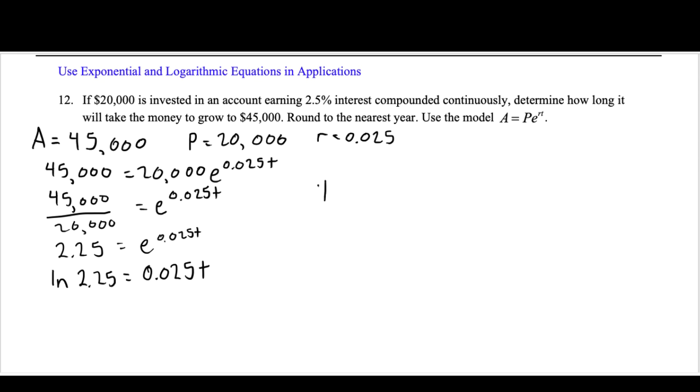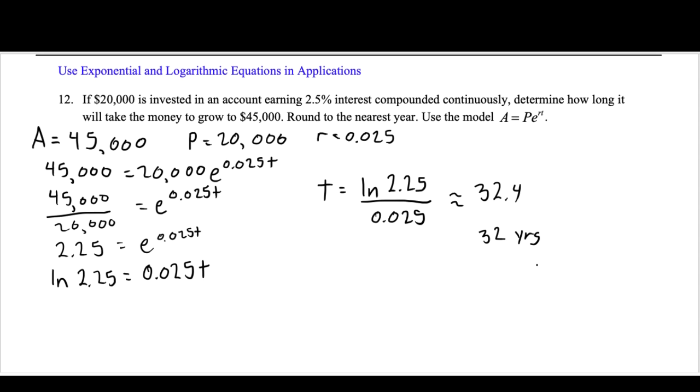So I end up with t equals ln of 2.25 divided by 0.025. And that you can plug into your calculator and evaluate. You get about 32.4. It says to round to the nearest year, so we'll round to 32 years. So it would take approximately 32 years, a little bit more than 32 years, for the $20,000 to grow into $45,000 under these conditions.